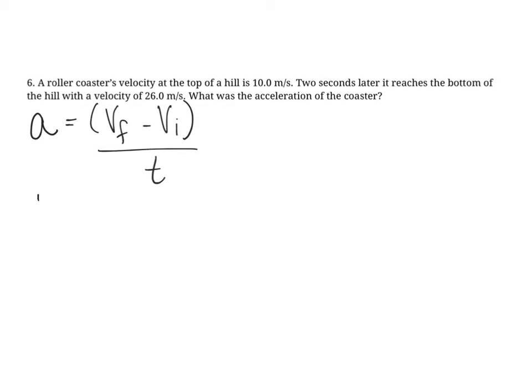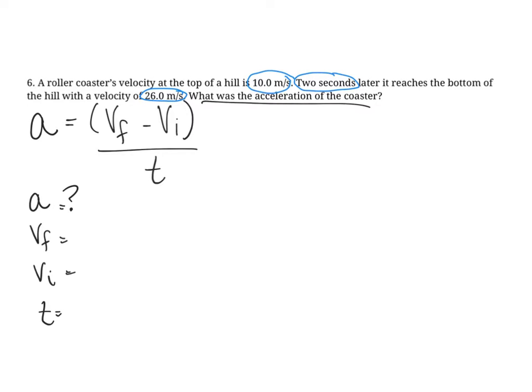What I like to do is identify all of my variables off to the side so I can easily keep track of them. And then I know I am looking for acceleration, so I'm going to put a question mark there. From there, I'm going to identify things that I see in the scenario. So a roller coaster's velocity at the top of the hill is 10 meters per second. 2 seconds later, it reaches the bottom of the hill with a velocity of 26 meters per second.